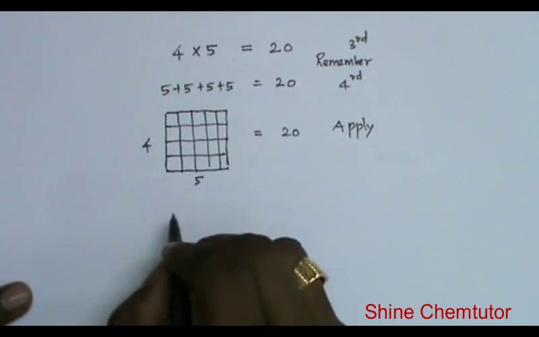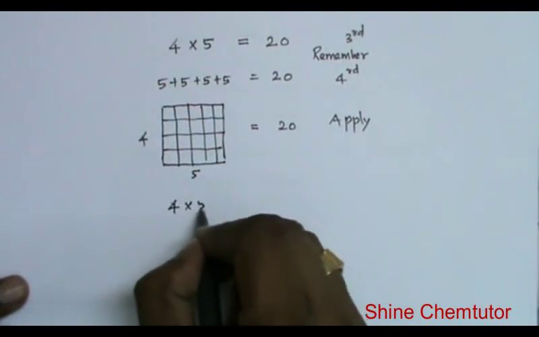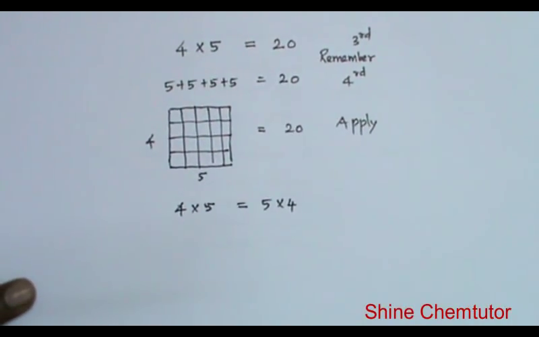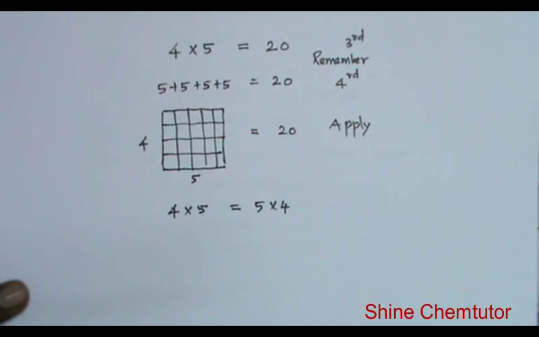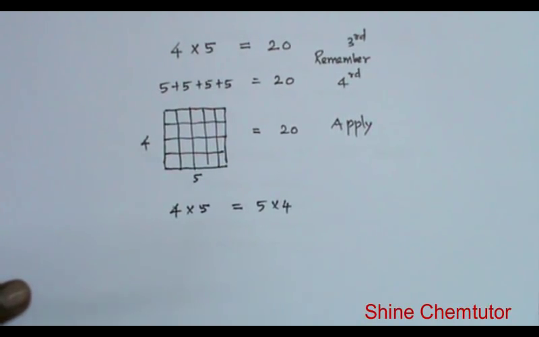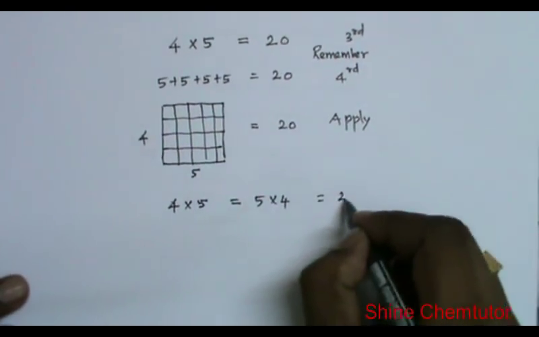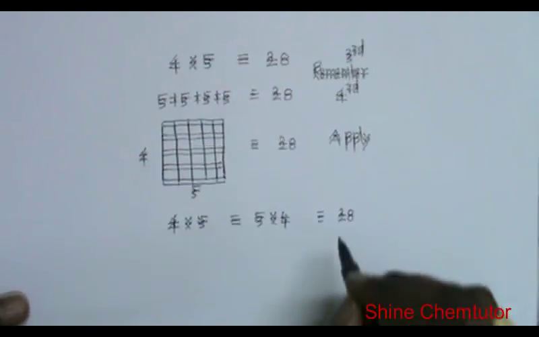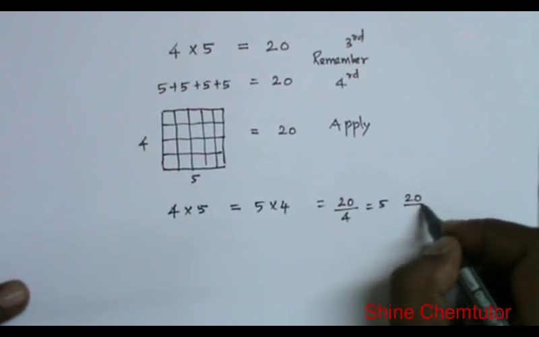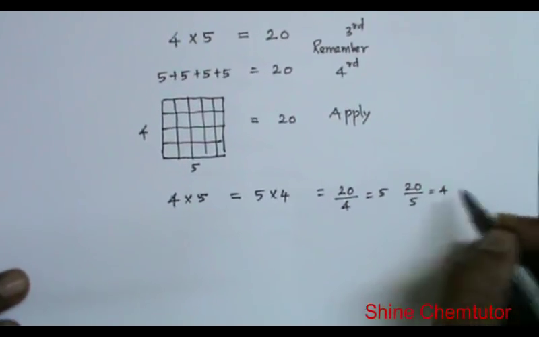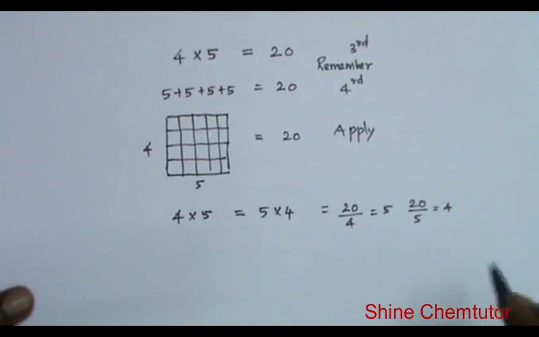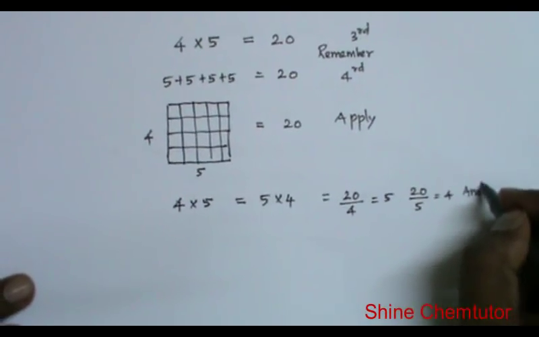The next one is analyzing. That is, I understood 4 5s is equal to 5 4s. When I was in 5th standard, I understood that. Further, this is equal to 20. If I divide this by 4, I will get 5. If I divide 20 by 5, I will get 4. This I understood when I was in 6th standard. So this is basically analyzing.